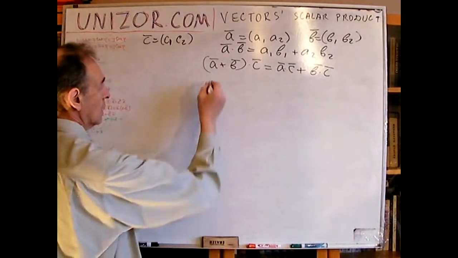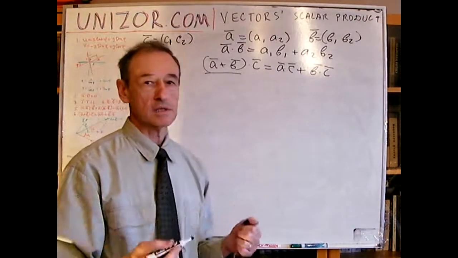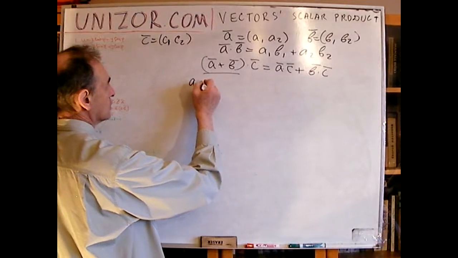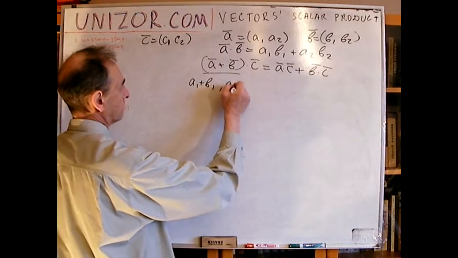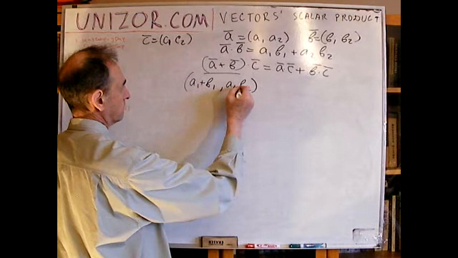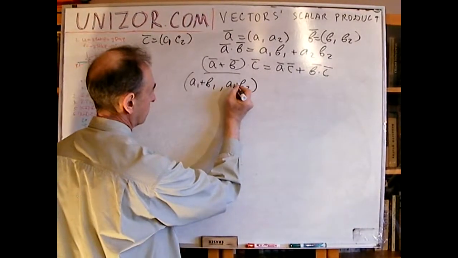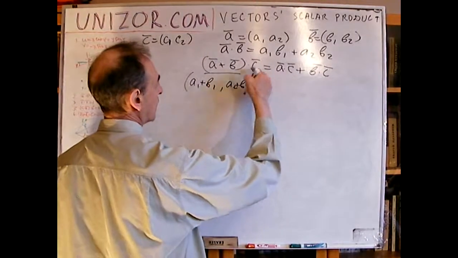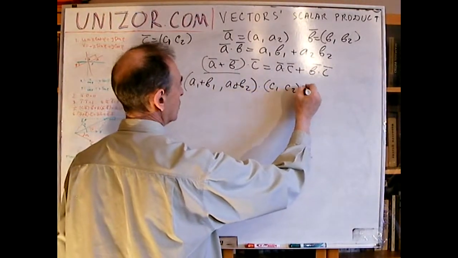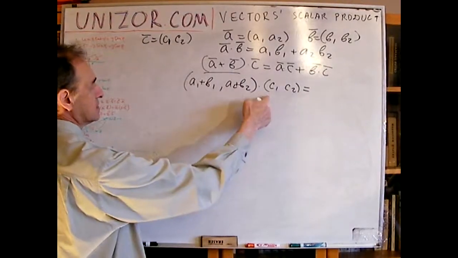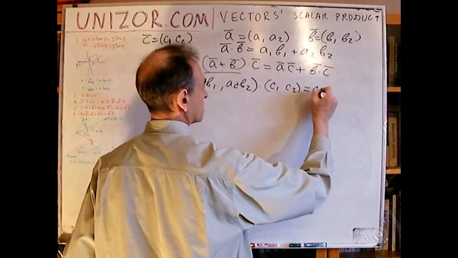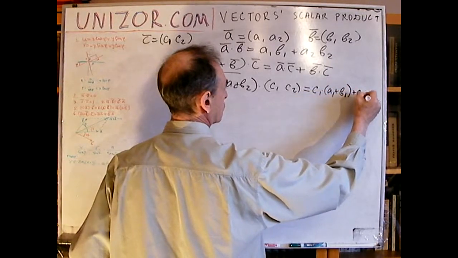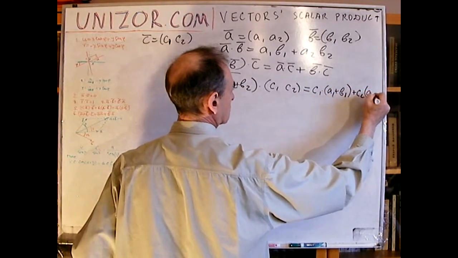Again, very easily. First of all, we know what is the sum of two vectors in coordinate form. This is the sum of coordinates, right? Okay, so that's this vector. Now, if you multiply it by c, which is (c1, c2), you will get c1 times (a1 plus b1) plus c2 times (a2 plus b2).